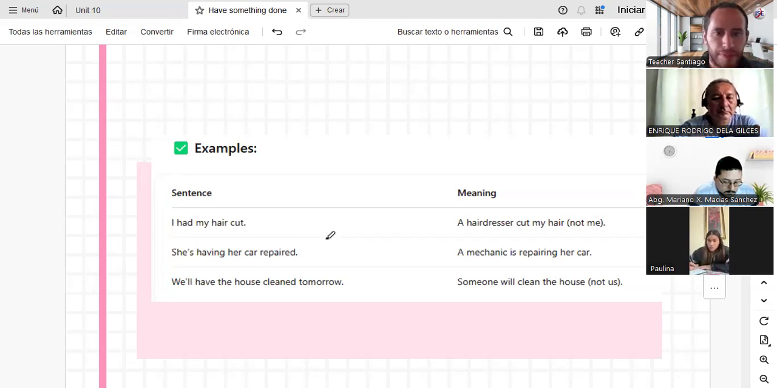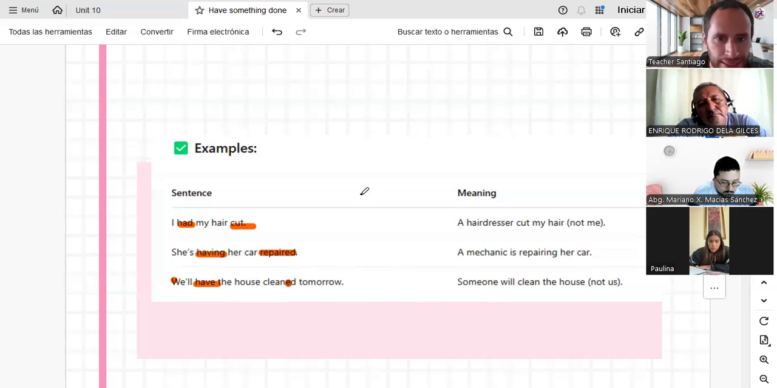So, we use had, depending on the verb tense, and the verb in past participle. Cut in past is cut. It doesn't change. She's having, present progressive, repaired, past participle, right? And then the next example, will, this is future, we use the auxiliary have, the house cleaned, the verb in past participle, tomorrow. Someone will clean the house, not us. Do you understand the idea? O sea, lo utilizamos para decir que alguien hizo algo por nosotros, o que se hizo algo pero no lo hicimos nosotros mismos, right? Okay, let's continue.